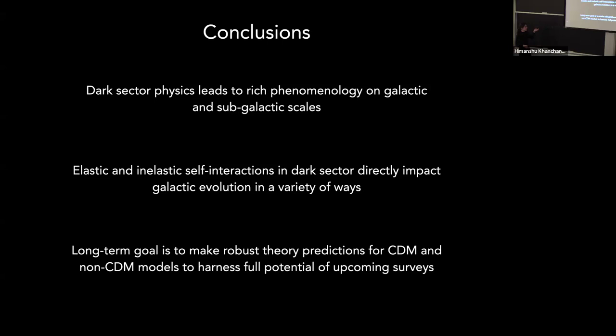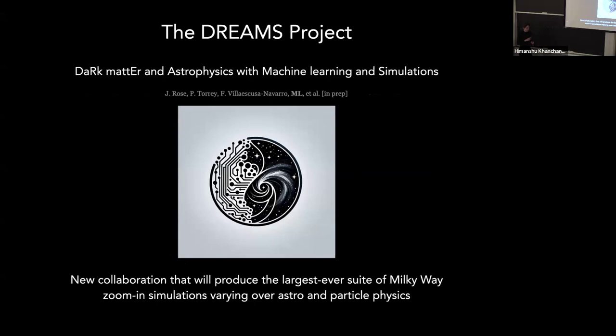And I'll end with an advertisement for something that's coming online now, and has been growing in place for the last couple months. It's a new project based out of CCA called the DREAMS Project. DREAMS isn't one of those terrible acronyms; it stands for Dark Matter and Astrophysics Machine Learning and Simulations. If you've heard of the CAMELS suite, which a lot of people at CCA have been working on, CAMELS is cosmological box simulations varying over a variety of astrophysics parameters. That inspired us to think about whether we could do something similar, but for Milky Way mass.